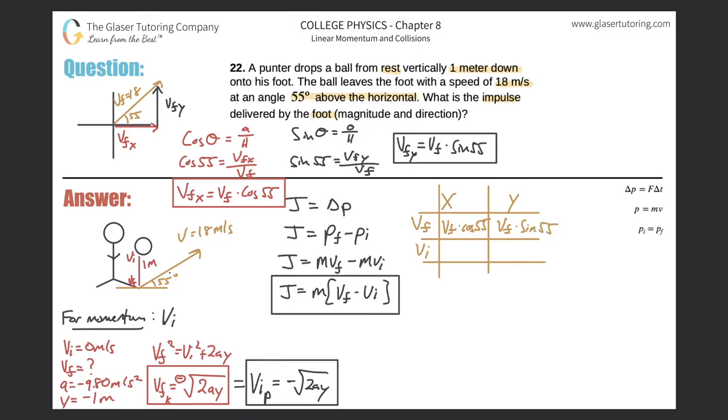Now just plug in the values for the initial velocity vector. Remember that initial velocity vector was pointing down. Go back to the picture over here, guys. It was pointing down, so it had a y component. This is the value we found. This is really a pure y value, so this gets plugged in for the y: negative square root of 2ay. And what's the x component? Go back to the picture. What's the x component if it was pointing straight down? Zero. So plug in the value of zero.